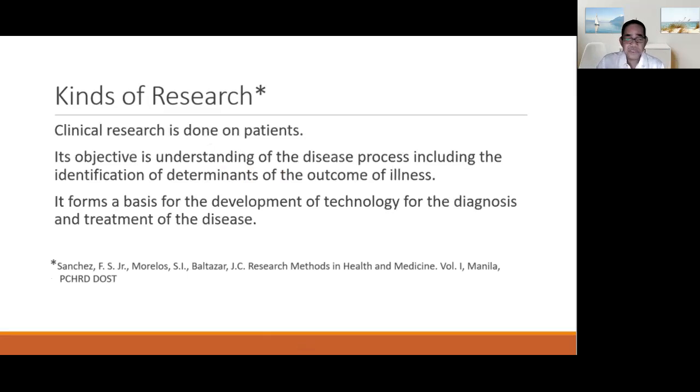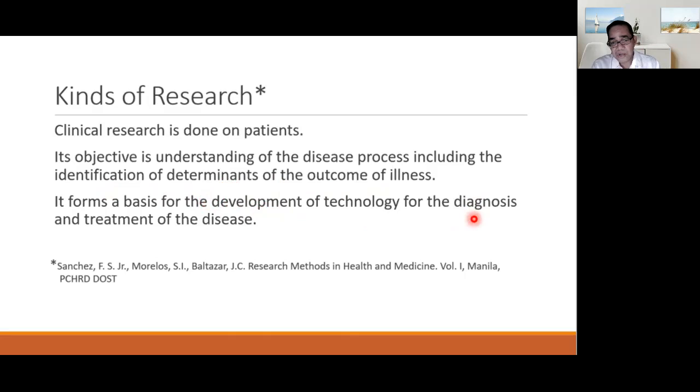Now, clinical research is done on patients. Its objective is understanding the disease process, including identification of determinants of the outcome of illness. And it forms the basis for the development of technology for the diagnosis and treatment of the disease.